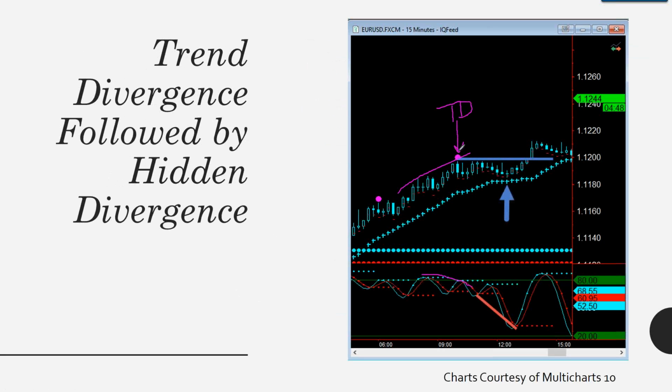So once you have the trend divergence, then as price pulls back, that's when you start looking for the hidden divergence to enter a binary option. And again, I only do out-of-the-money binary options. So in this case, when price retraced back to this plus sign, which will act as an area that will support price, that's where your entry is.